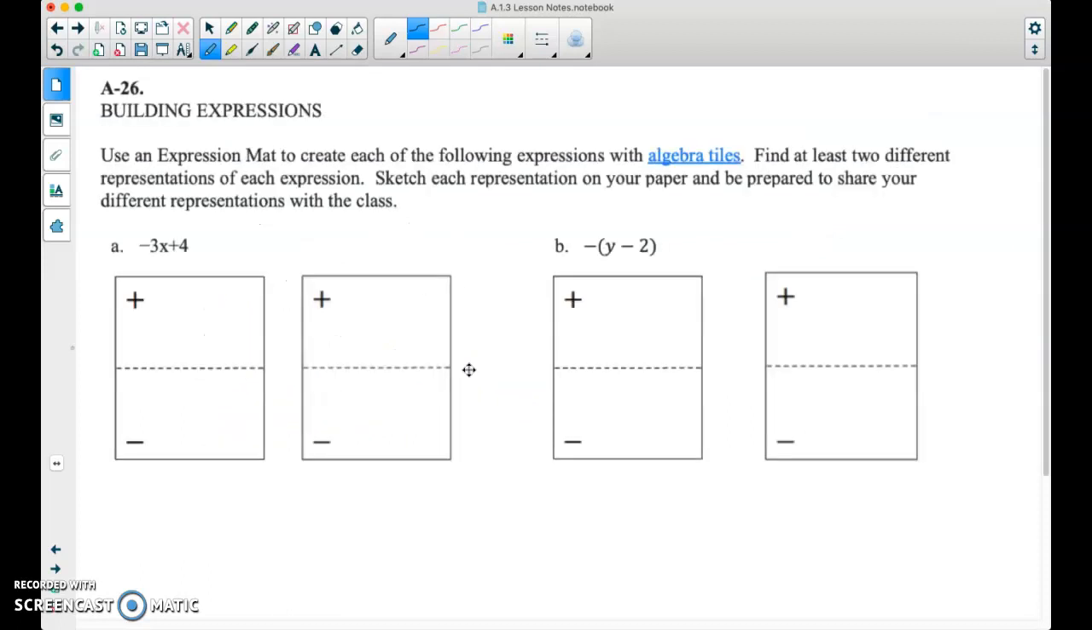All right, so let's go to 26. Let's try to make these expressions with our algebra tiles in a couple different ways. I'm going to walk you through one, and I'm going to let you do the other ones on your own just for some practice. So let's do A for some practice here. We have minus 3x plus 4.